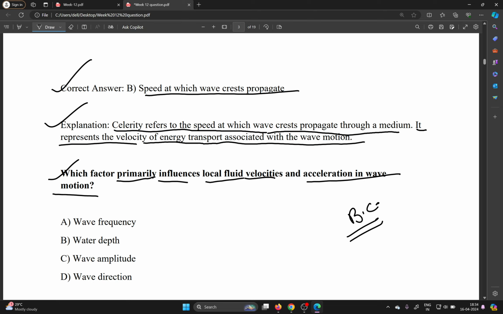If we understand very carefully what the factors are which influence the wave and what the celerity is, and if you understand some basic theoretical knowledge about the topic, then you can easily apply the boundary conditions. You can easily understand the flow behavior when the wave comes into the picture, and analyze the wave of water or wave of any fluid very well. So remember, which factor primarily influences the local fluid velocities and acceleration in the wave? Wave frequency, water depth, wave amplitude, and wave direction.